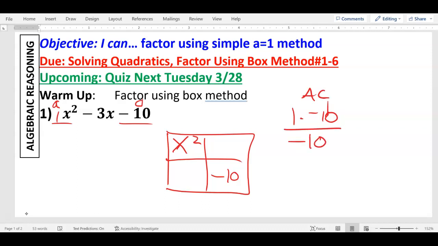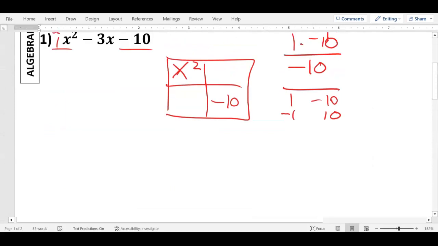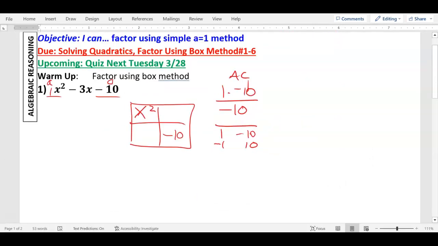What are the factors of negative 10? Starting with 1. 1 times what? How do I get negative 10? Negative 10. And then change the signs, negative 1 and positive 10. What else? Let's try 2. 2 times negative 5 works. And then negative 2 times 5. Cool.